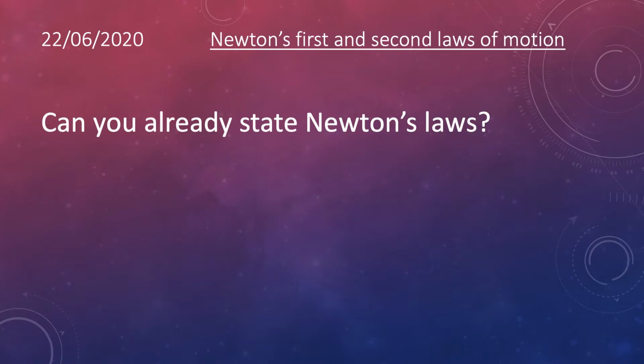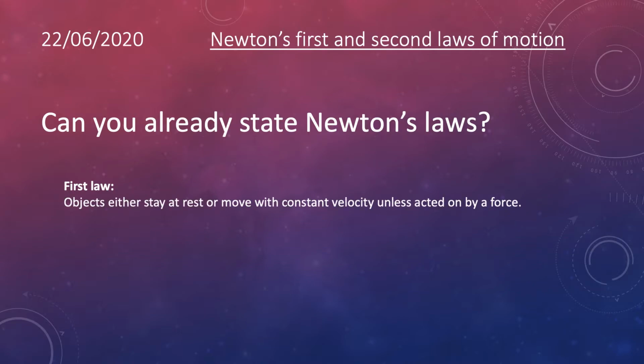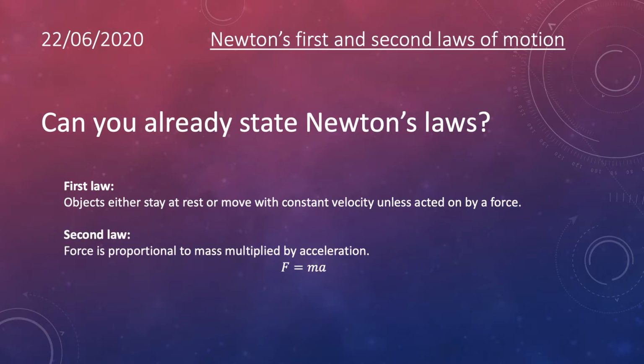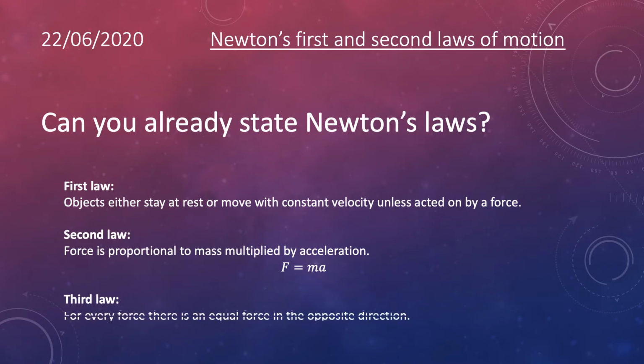So, can we state Newton's laws of motion? Hopefully yes. The first law, objects either stay at rest or move with constant velocity unless they are acted upon by a force. The second law, F equals ma, force is proportional to mass multiplied by acceleration. And the third law, for every force there was an equal force in the opposite direction. You might have heard that stated as, for every action there's an equal and opposite reaction.